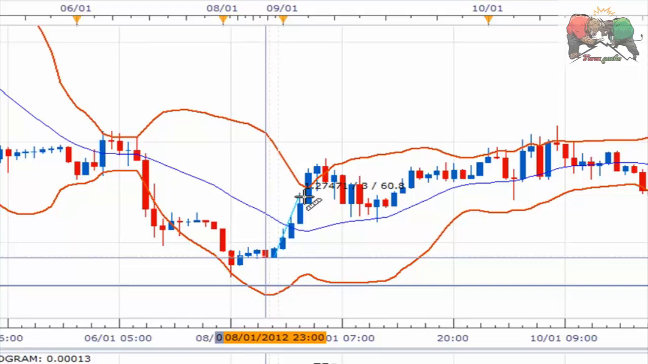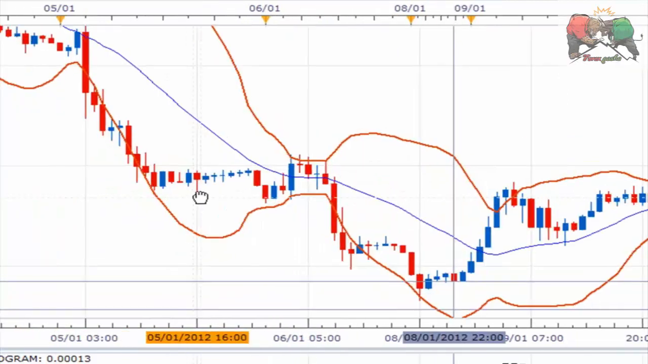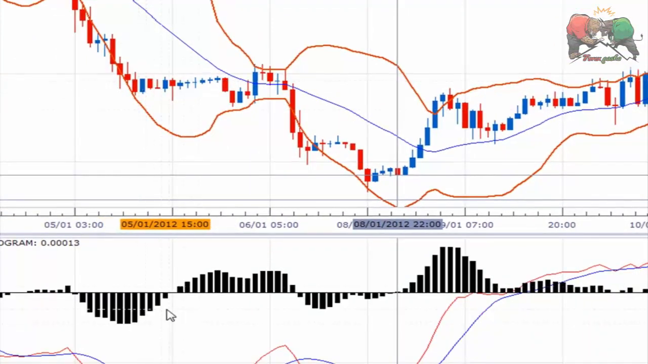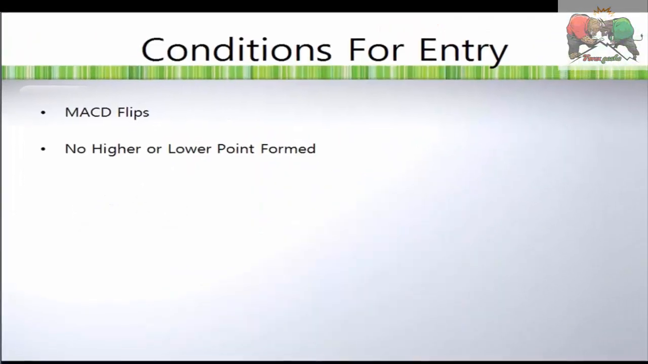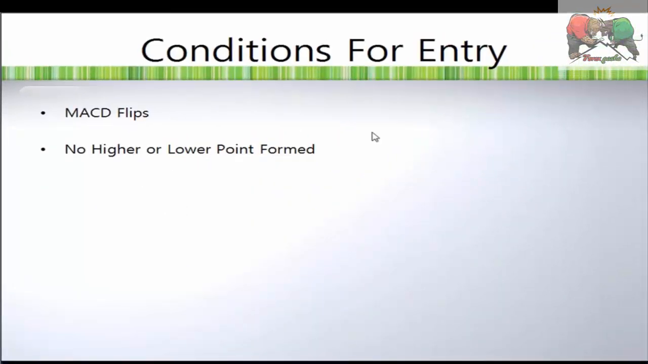But you must remember this. It's very, very important. You do not enter your trade immediately after you see a railway track. You will only enter after the MACD indicator flips from down to up, and most importantly, there should be no new low or new high formed. This condition here is very important. You must make sure that when the MACD flips, there's no higher or lower point formed. I shall be going through more examples with you so that you have a better understanding of how this works.